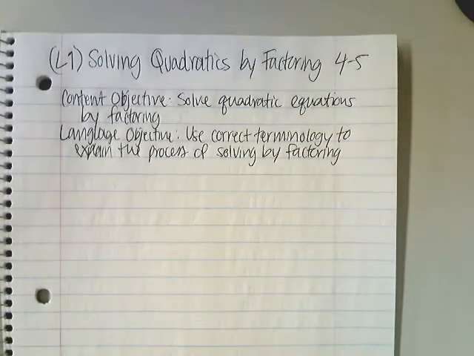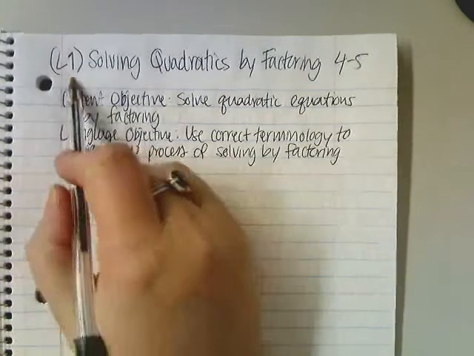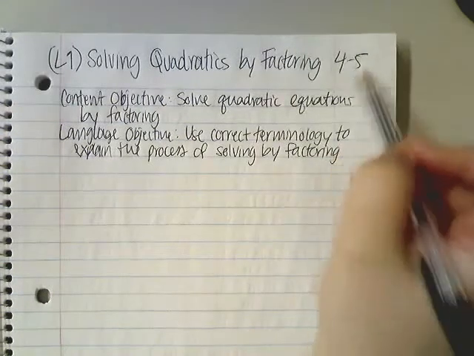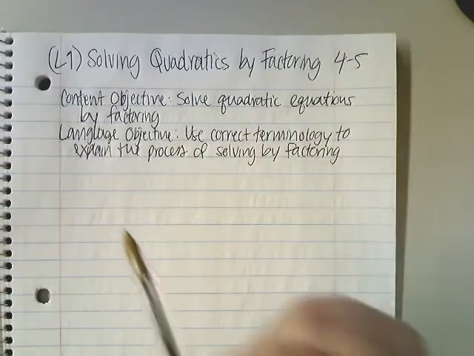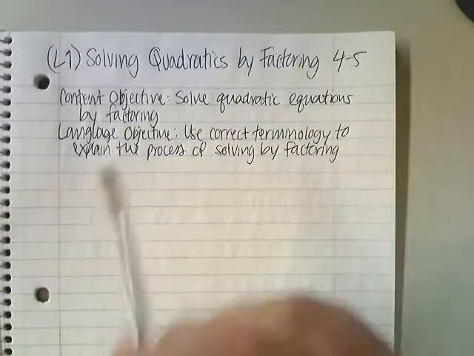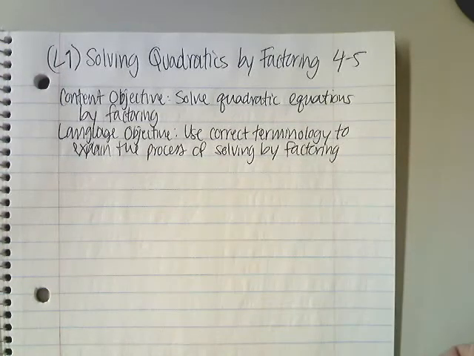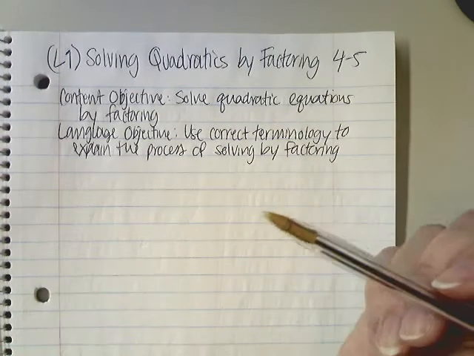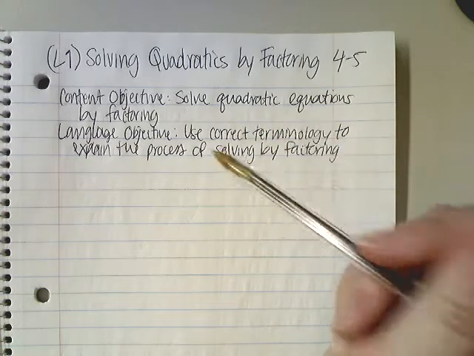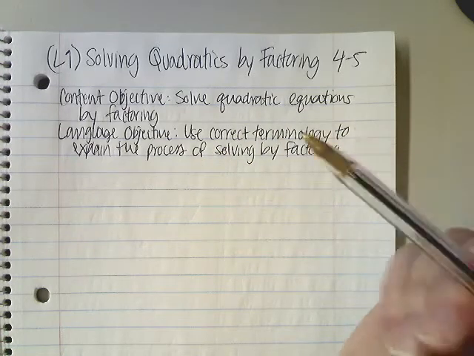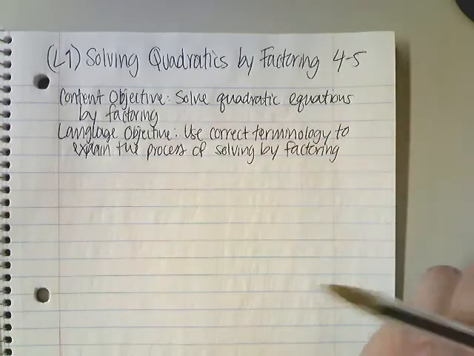So today's notes are on solving quadratics by factoring. It's our lesson 1 for this unit, but it's section 4.5 if you're looking in your book. Our objective is to solve quadratic equations by factoring, tying right back into what we were doing last unit. Our language objective will be to use the correct terminology to explain that process.